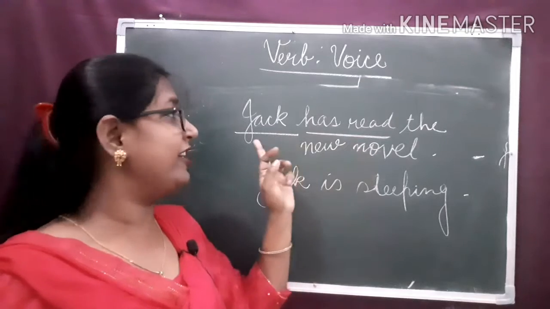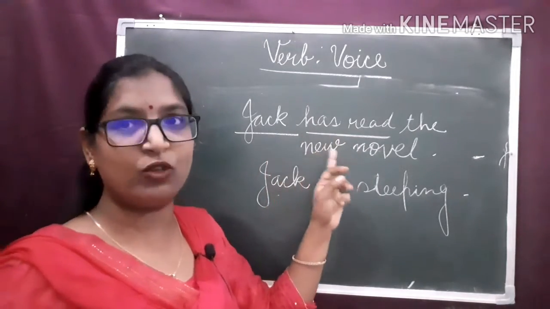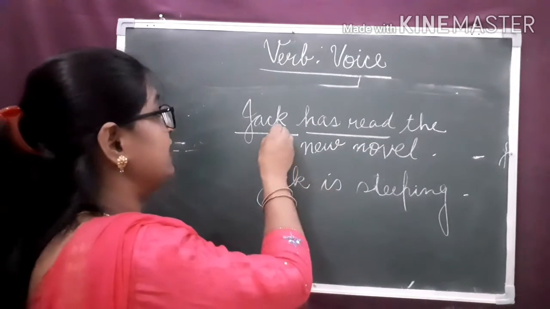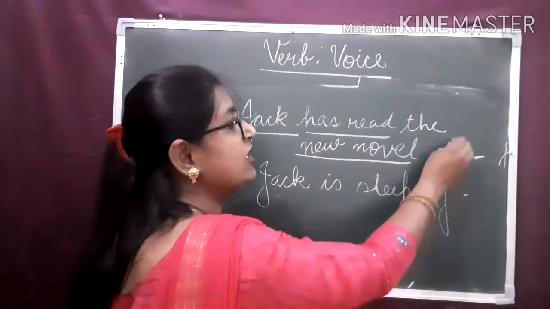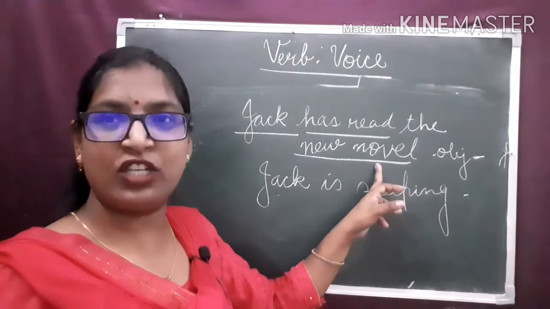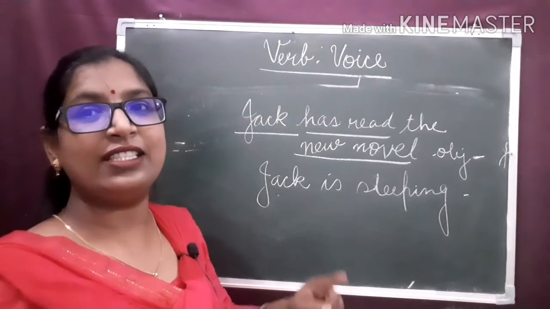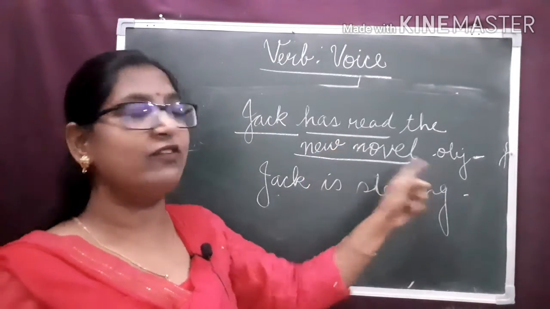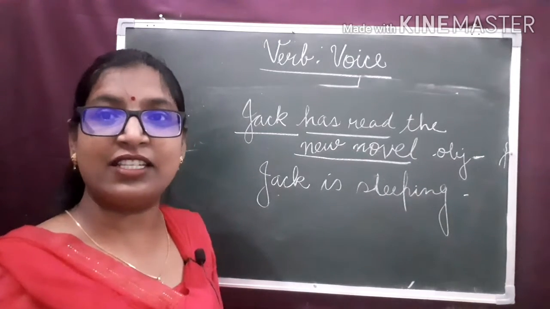Here the action of reading is performed by the subject, and when the subject performs the action, we say the verb is in active voice. And let's find out the object. Jack has read what? New novel. It is the object. So, dear children, an active verb can have an object. It can be a transitive verb.